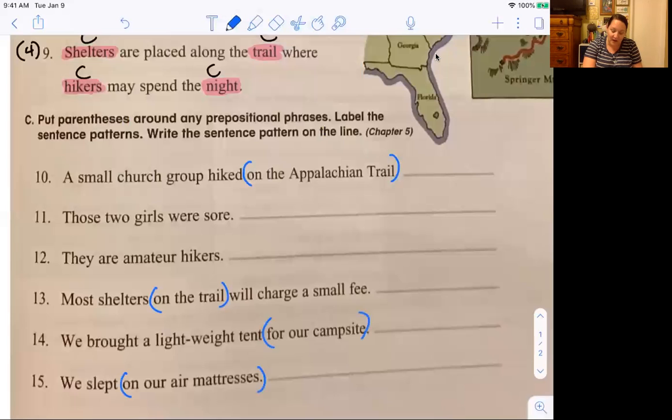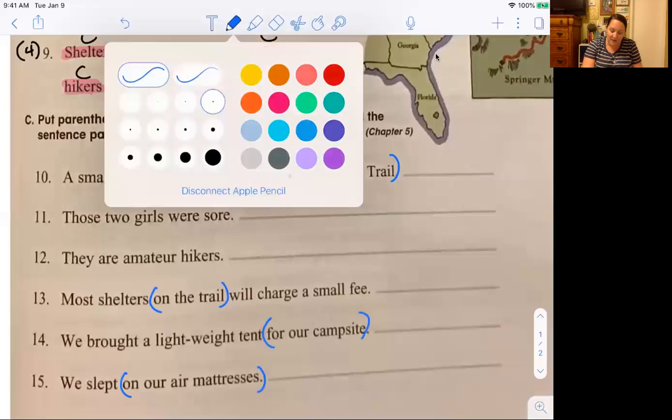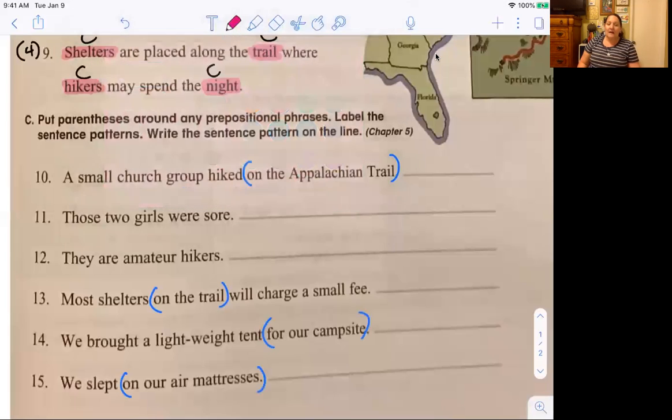Now, we are going to go back and label subject, verb. So our different labels we could have are subject, verb; subject, linking verb, PA for predicate adjective; subject, linking verb, PN for predicate noun; and subject, verb, DO. Those are our 4 sentence patterns that we can have.